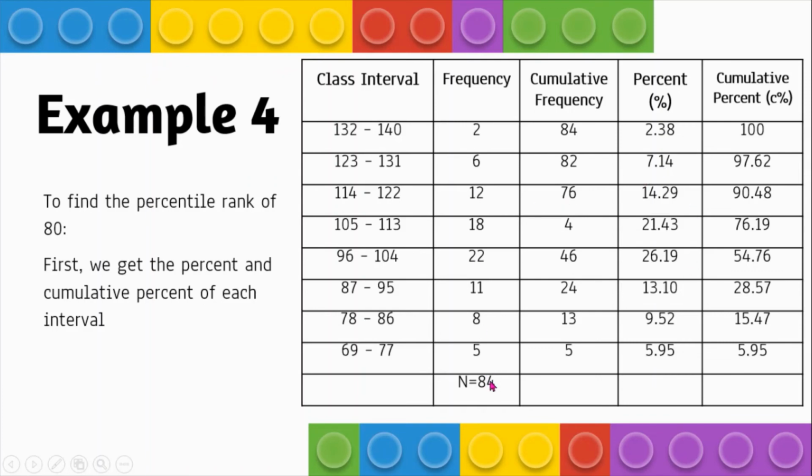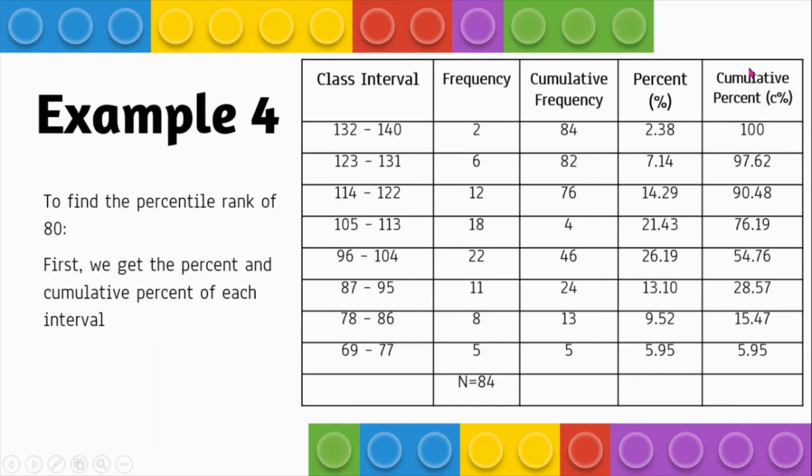12 divided by 84 times 100, that's 14.21. 18 divided by 84 times 100, that's 21.43. 22 divided by 84 times 100, that's 26.19. 11 divided by 84 times 100, that's 13.10. 8 divided by 84 times 100, that's 9.52. And 5 divided by 84 times 100, that's 5.95.